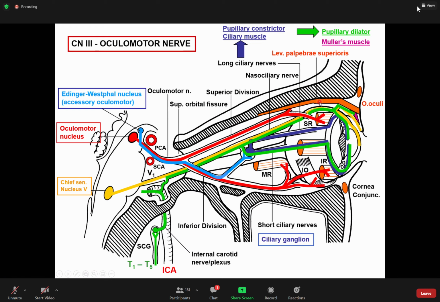So this is levator palpebrae superioris, which is going to the lid. This is the superior rectus, and then you can see the inferior division of the oculomotor supplying the medial rectus, inferior oblique, and the inferior rectus muscle. The two muscles which it is not supplying are the lateral rectus and the superior oblique. The parasympathetic component, which is the Edinger-Westphal nucleus, shown in blue, goes to the ciliary ganglion, and from the ciliary ganglion, you can see these dark blue fibers which supply the constrictor pupillae and the ciliary muscles in the eye.